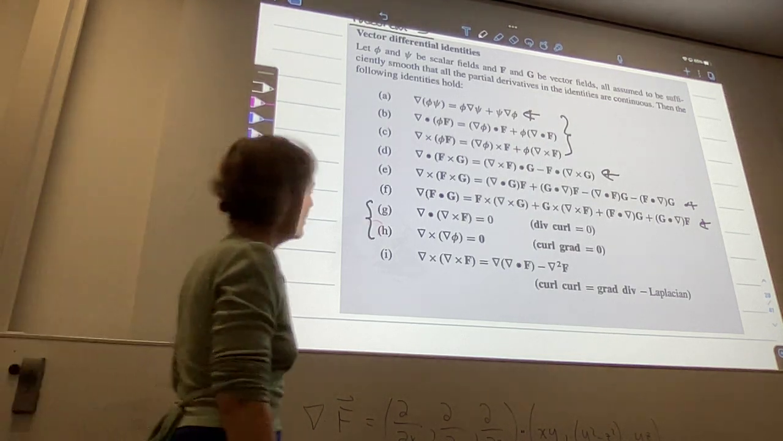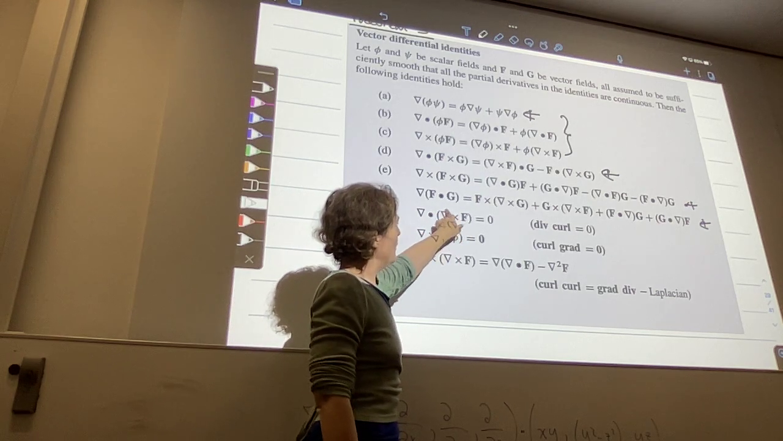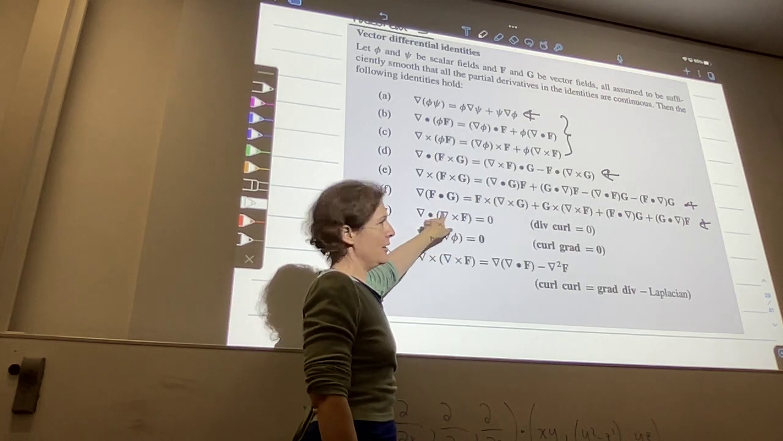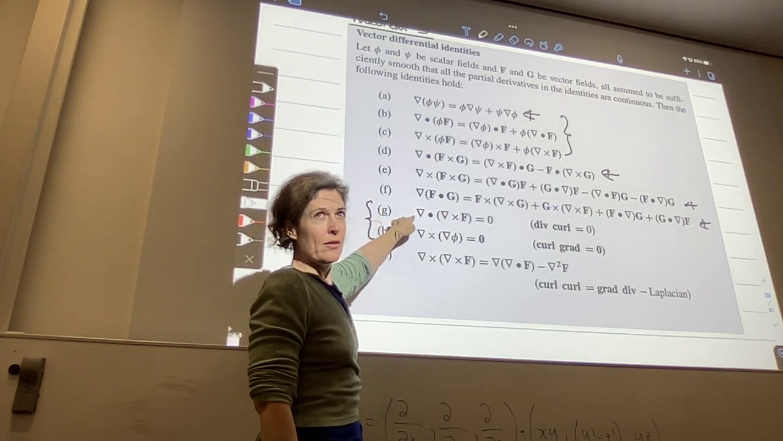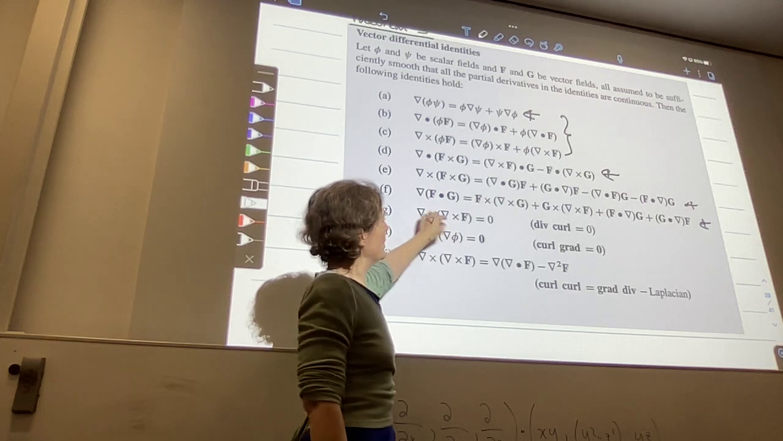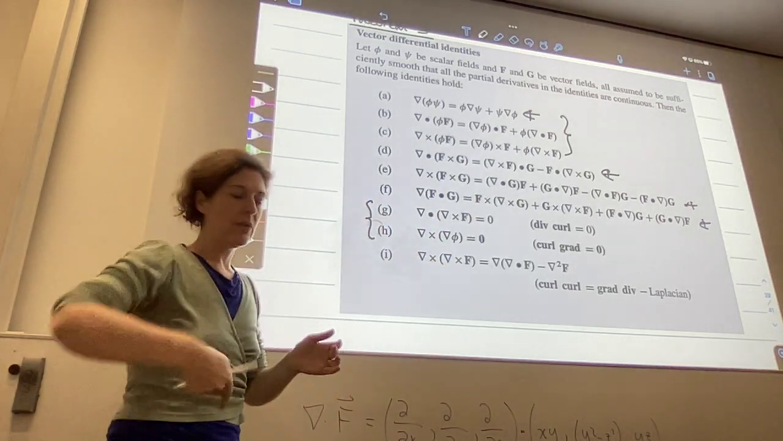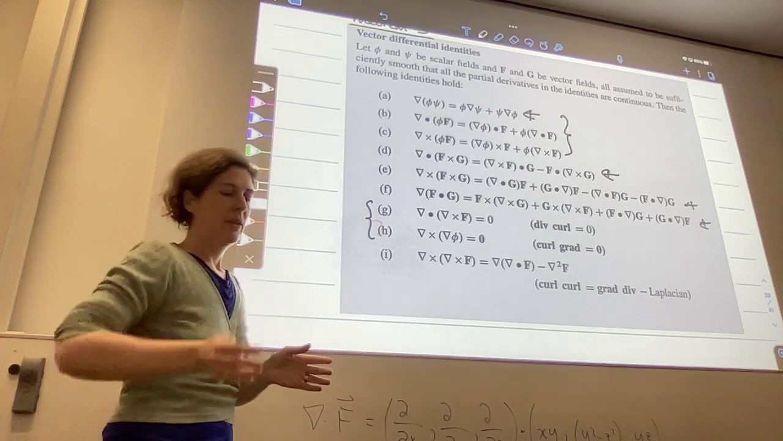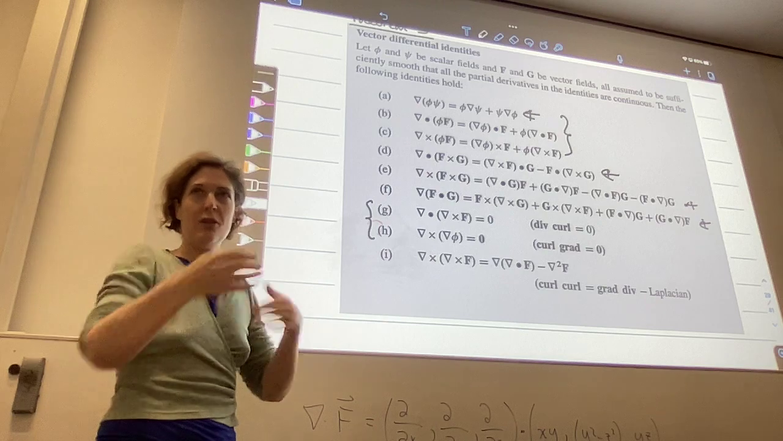So what do these say? Well, this one here says that if you find the curl of a vector field, it always has zero divergence. So this says that a curl has no divergence. So the curl is always going around like this. Once you've taken the curl, you don't have an outward moving component.